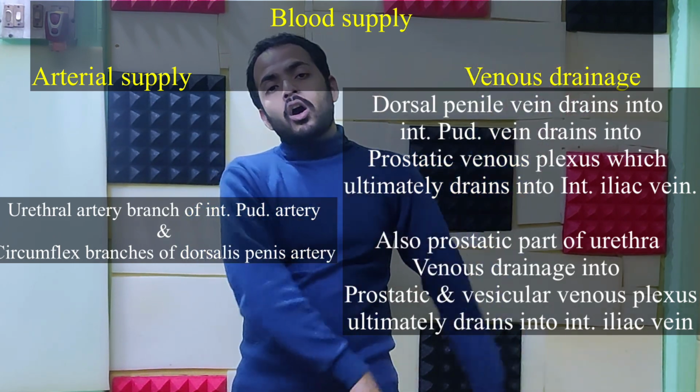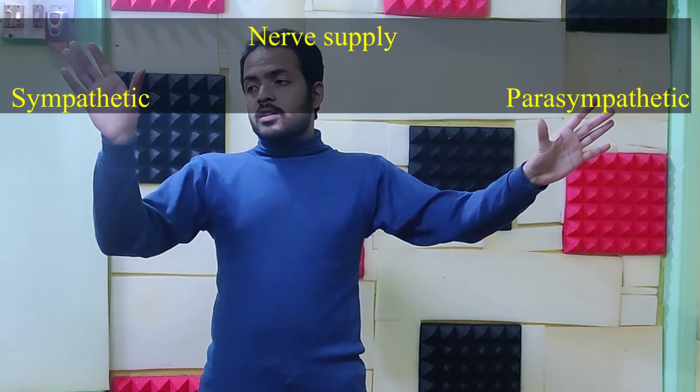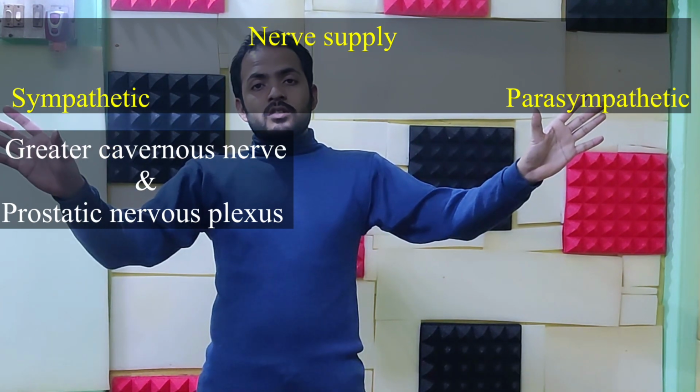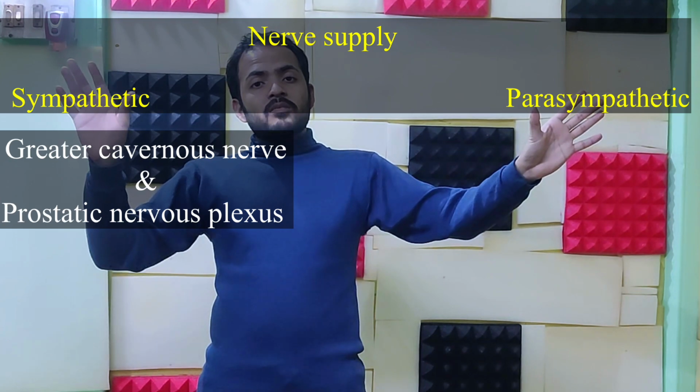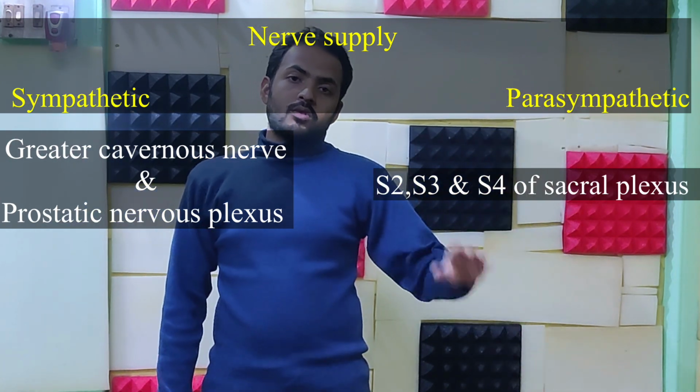The posterior part of the urethra drains via the prostatic and vesicular venous plexus, which also drains into the internal iliac vein. Now in the nerve supply you will get sympathetic and parasympathetic components. The sympathetic component you will get from the greater cavernous nerve and prostatic nervous plexus. And the parasympathetic you will get from S2, S3, S4.